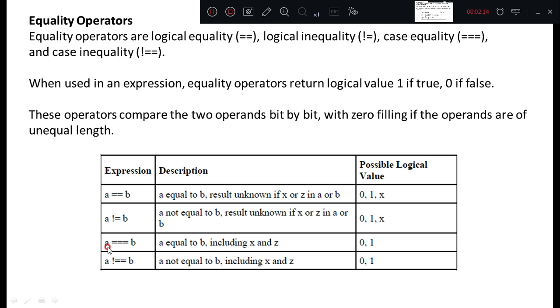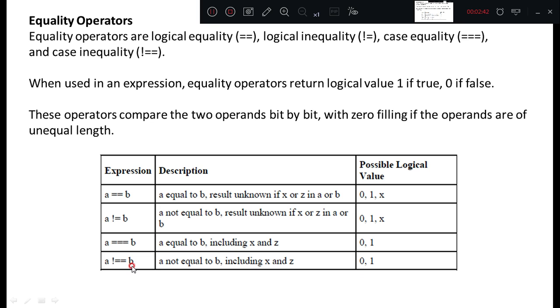Case equality, so here you can observe there are three continuous equal to signs, not double equal. A triple equal to B means X and Z can be part of values for A and B, including X and Z. If they are equal, then logical 1. If they are not equal, then logical 0.